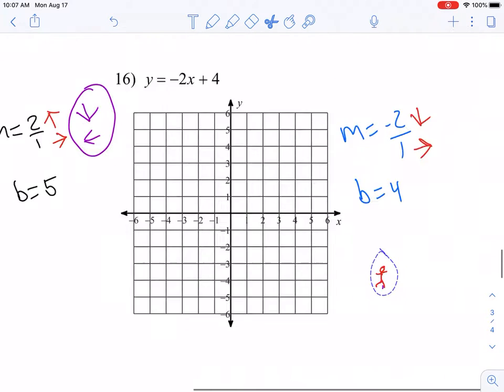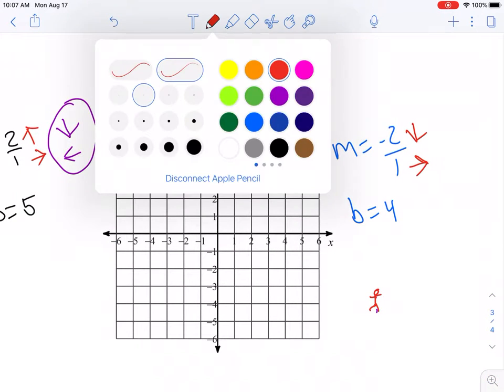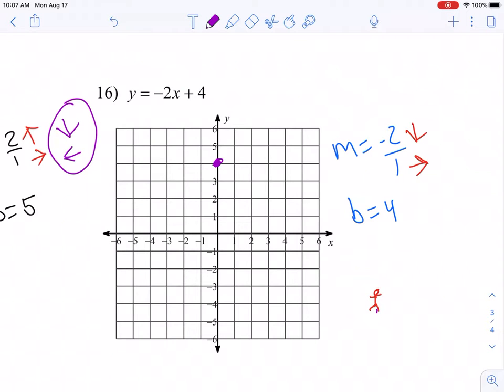Okay? So again, the idea is we begin at 4, it's our b value, and then we move down 1, 2, right 1, down 1, 2, right 1, down and right, down and right. So if you can count, you can graph. There we go. If you can count, you can graph, and I can get rid of these lines.